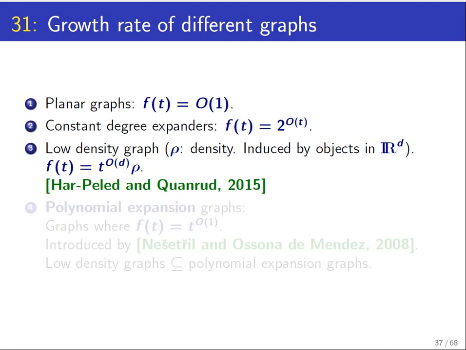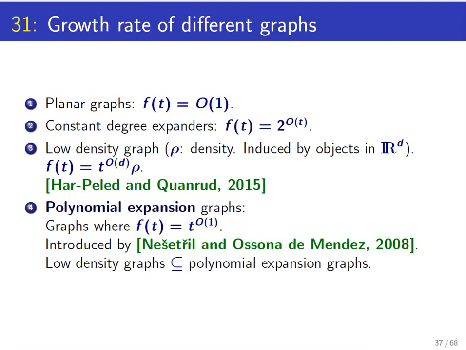On the other end of the scale, constant expanders, one can easily show that every T-shallow minor can have only 2 to the O of t vertices, and as such can have at most 2 to the O of t neighbors. So the growth is bounded by 2 to the O of t, exponential. And one can show that for low density graphs realized in constant dimension, the growth function is polynomial, right? It's t to the power of t roughly times the original density, which is polynomial.